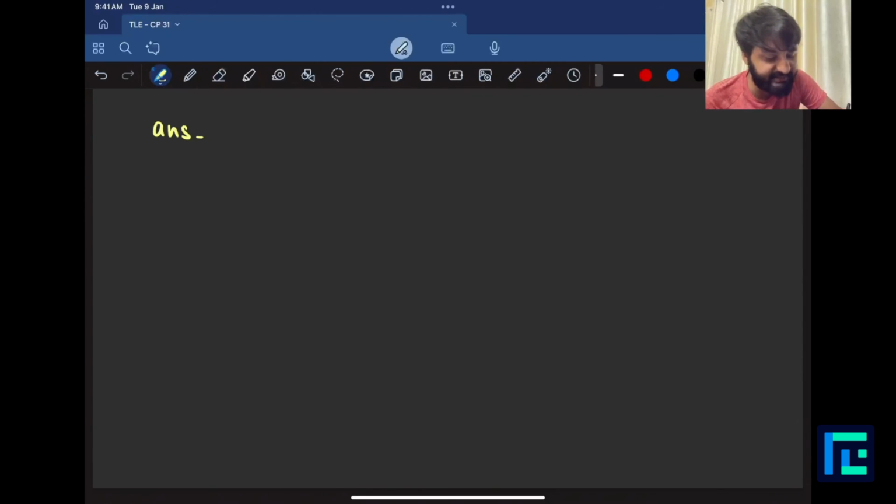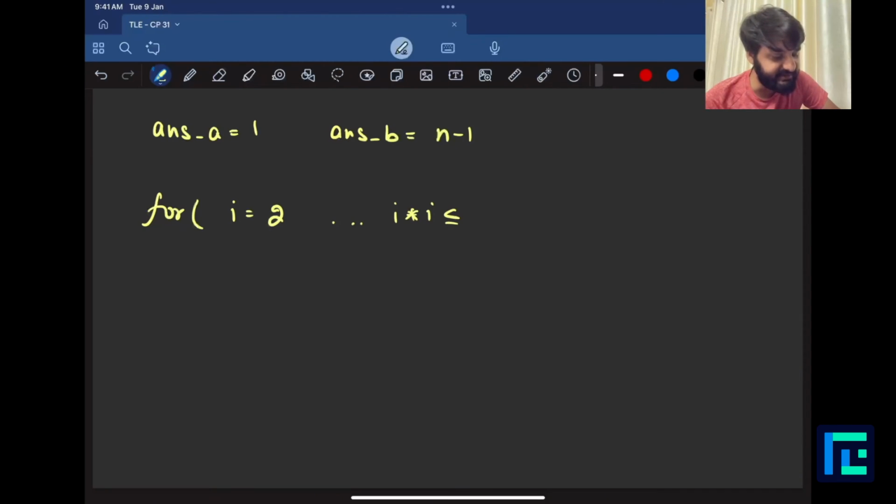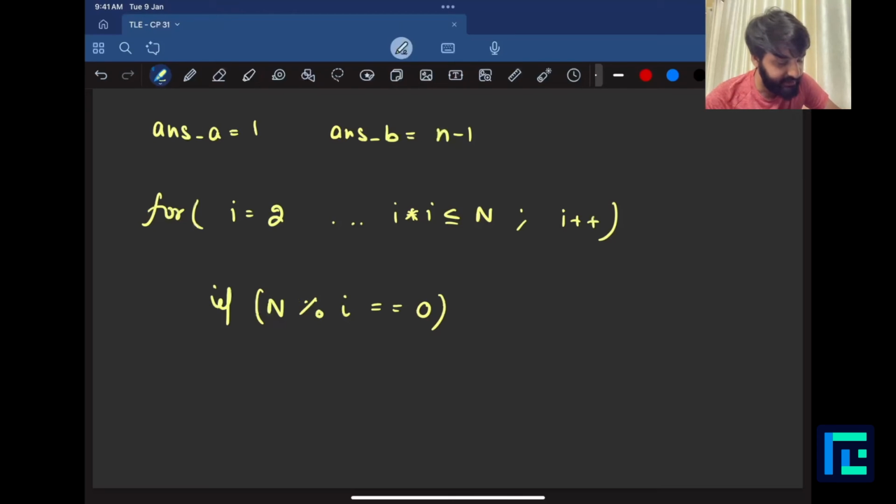I can say that my answer A, the A I want to print, is 1. And my answer B is actually n minus 1. This is what I initialize with, which is fine, because I know 1 and n minus 1 is definitely a starting point. It's definitely one of those answers. Now in the square root method, I can run a loop that starts with i = 2, and i into i is less than or equal to n, i plus plus. This is the square root method. If n mod i is equal to 0, then I can say A is equal to n by i, and I can break from here.